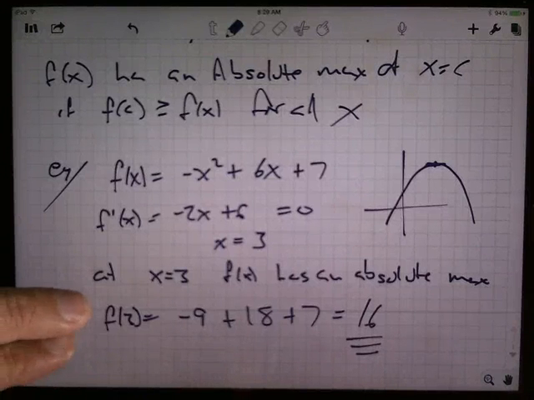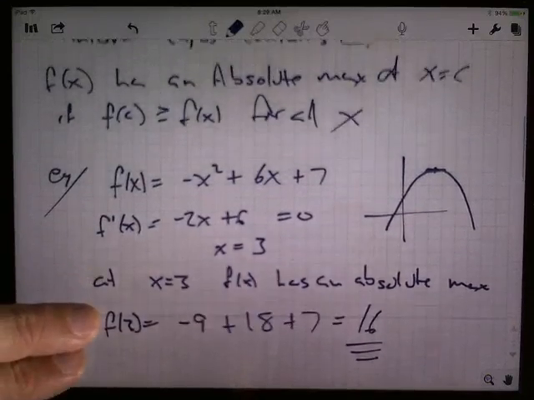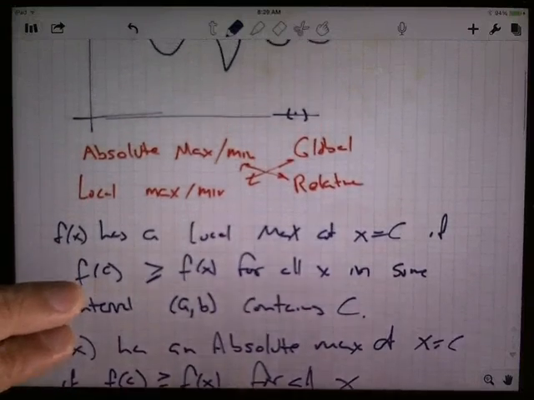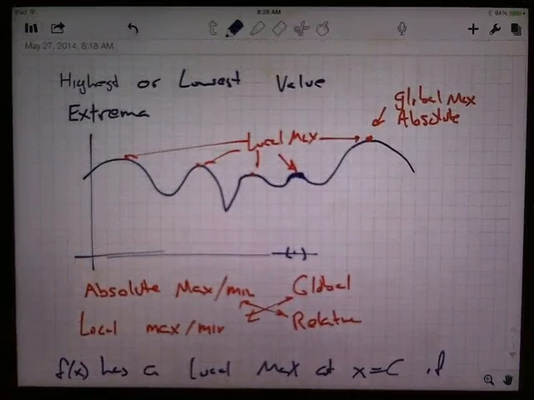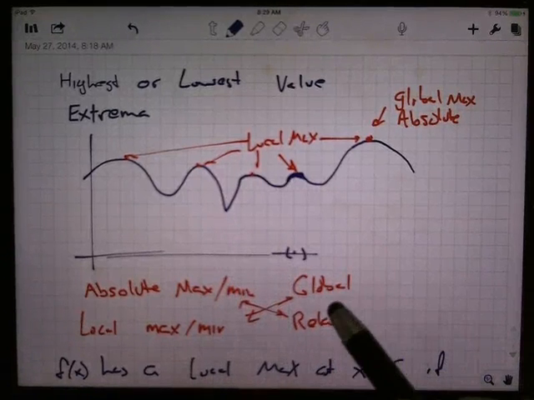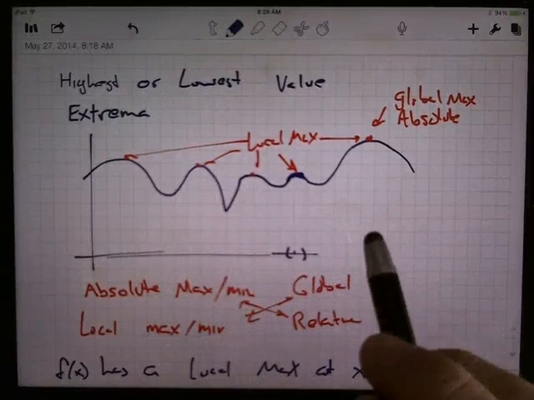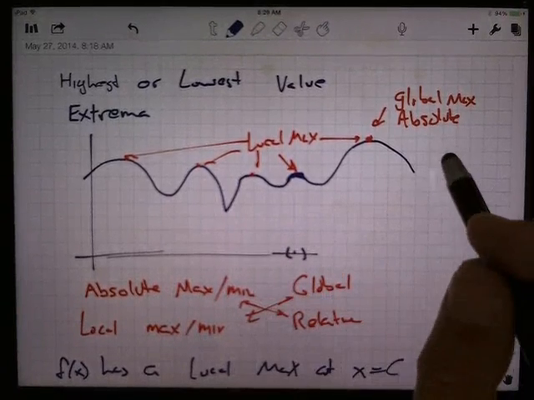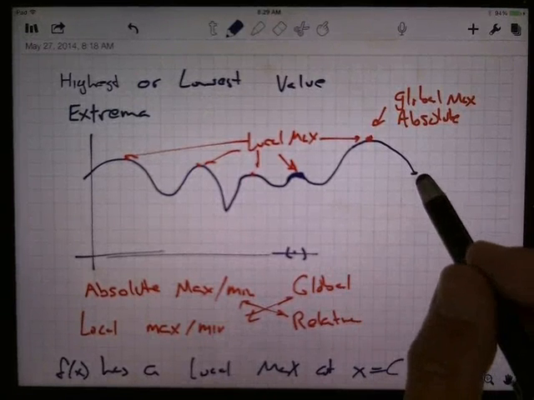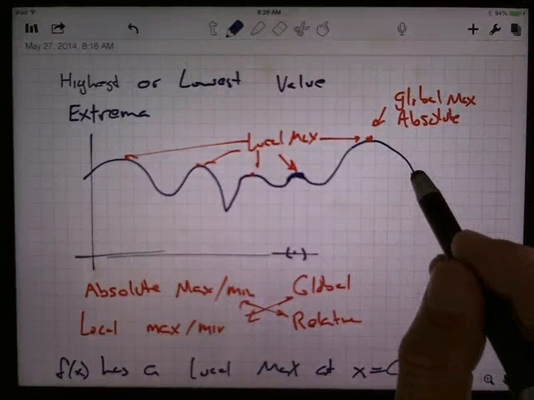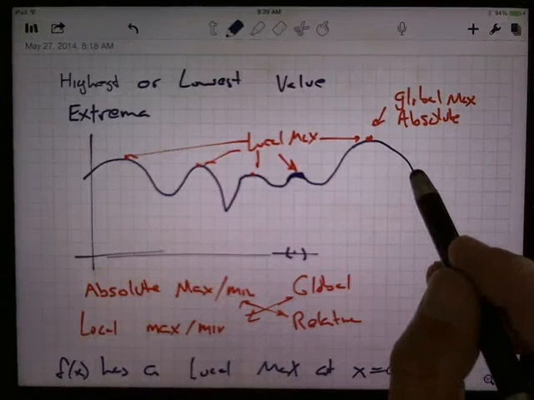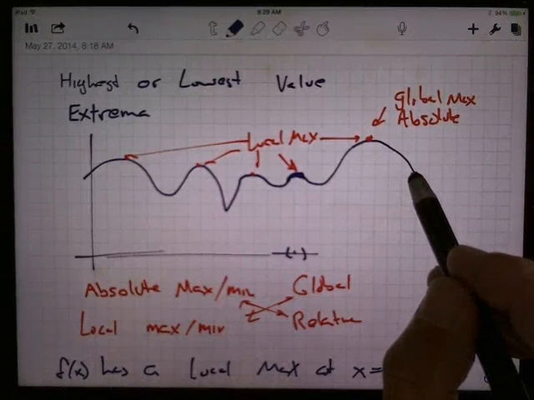Now there are different places here to keep in mind. In a subsequent video, we're going to look at how you find all these places. But one of the things I want to point out is that endpoints are interesting to us because, for instance, at this endpoint, it's the lowest thing around. There isn't anything nearby that has a lower function value. So this is kind of like a local min.